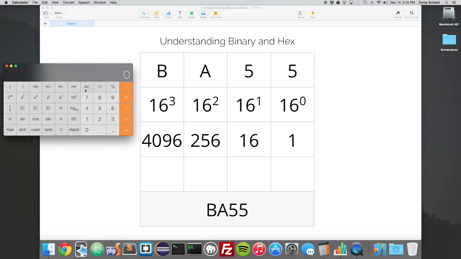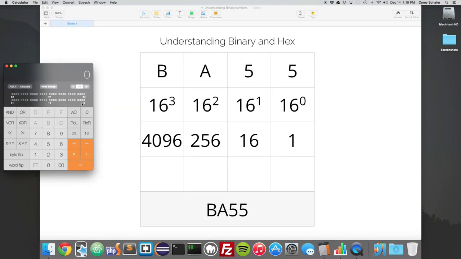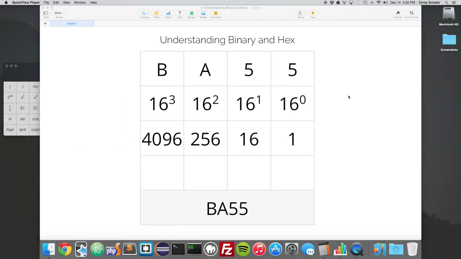Just to make sure that we got that right, let's go to our programming calculator. Let's go to base 16 here. We'll type in 5 5 A B, and then we will switch back over to decimal, and it gives us 47701. So that was right. By now you should be able to convert pretty much any binary or hexadecimal number over into base 10.